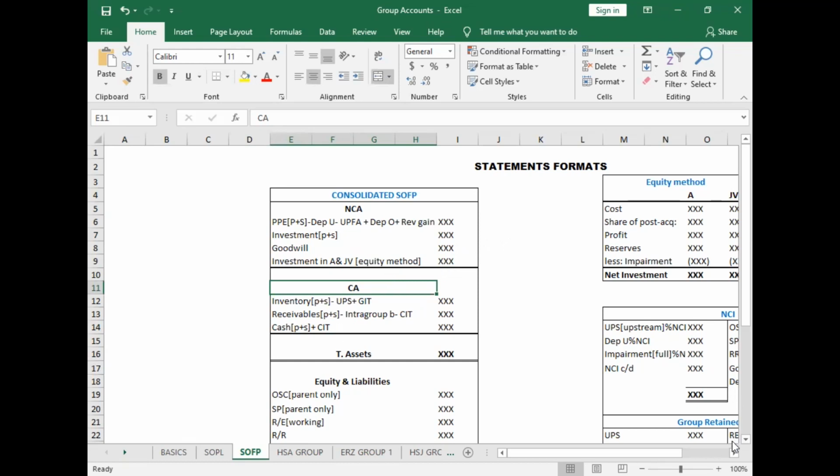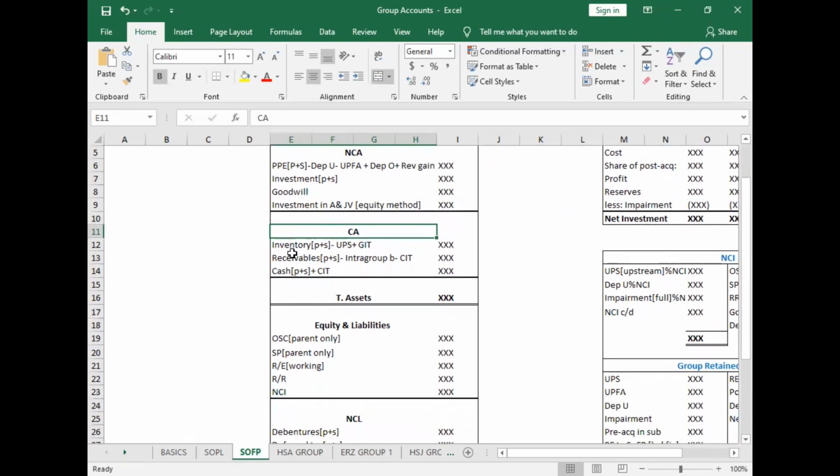Then under current assets, from inventory we will deduct unrealized profit on closing stock, and I will also add goods in transit, isn't it? Goods that have not yet been received. Then on receivables, we will deduct intergroup balances. Then we also deduct cash in transit. And for cash, we will add cash in transit, isn't it?